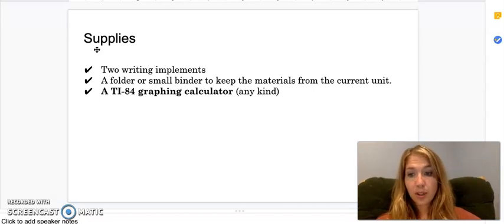I would just keep a folder or something, or a small binder for your packets and all that good stuff. You don't need a 3-ring binder. However you want to organize it is fine, especially since you're home.